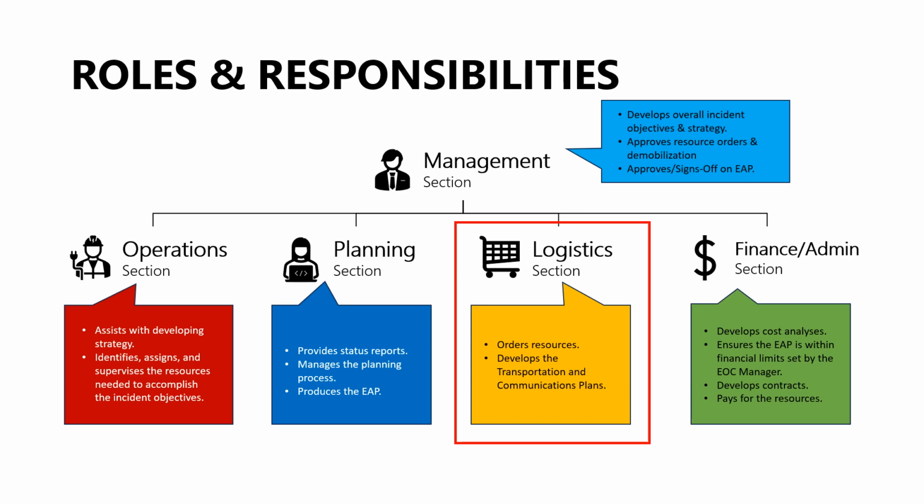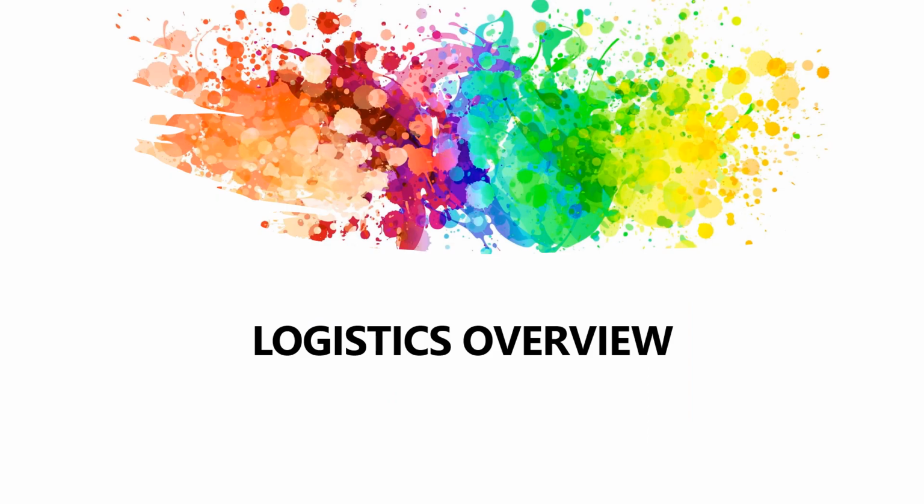And finance admin section is keeping track of those costs, developing some cost analysis. They're making sure that our EOC action plan is within the financial limits that's established by the management section or maybe even the policy group. They're developing those contracts and paying for those resources as well. So let's start diving into the logistics section.